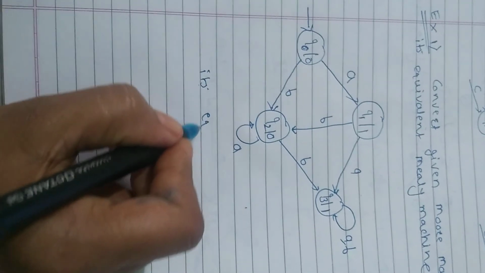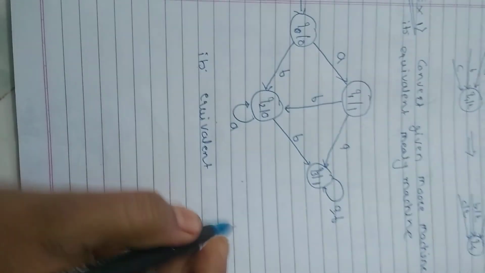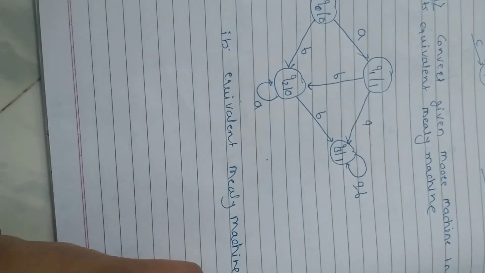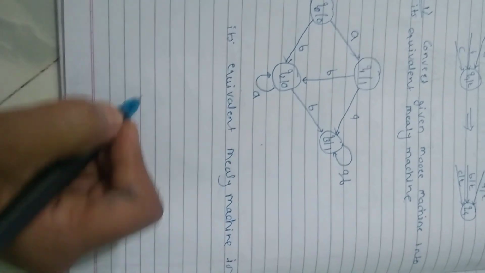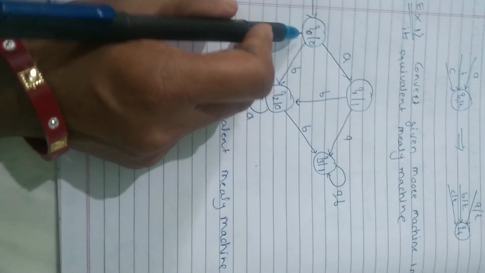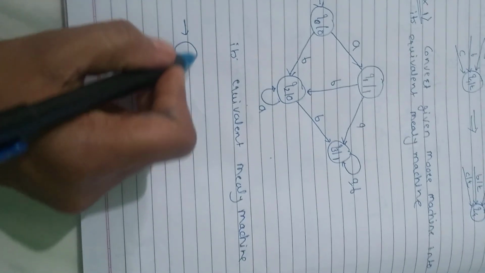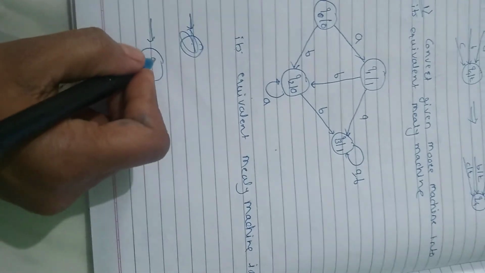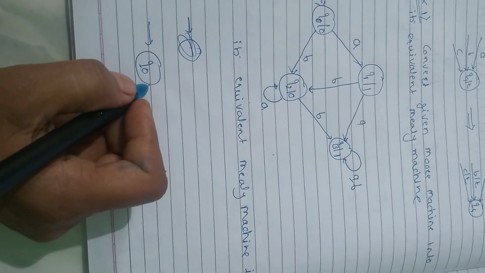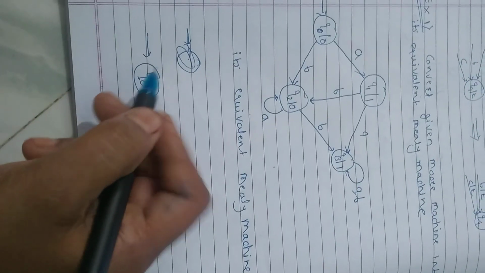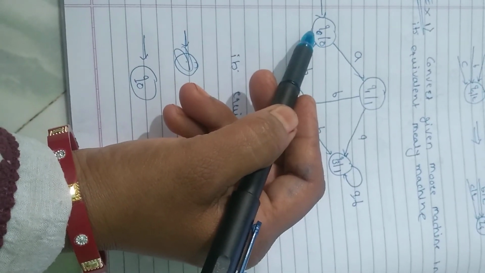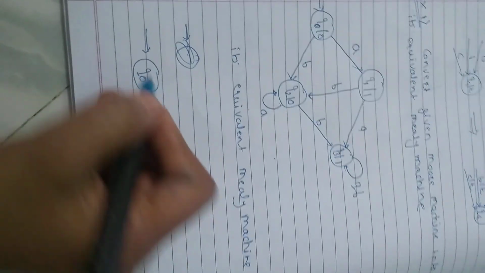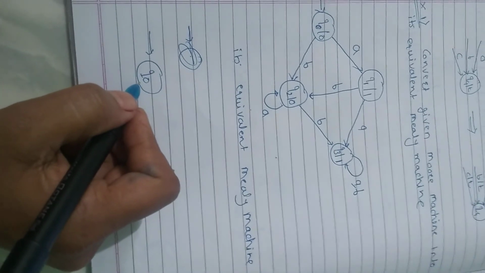Its equivalent Mealy machine is, now we have to go state by state. So first consider the state Q0. Don't write the output symbol here. Consider all the incoming transitions. There are no incoming transitions in the given Moore machine, so no need to consider anything for that. That means the processing of state Q0 is finished.